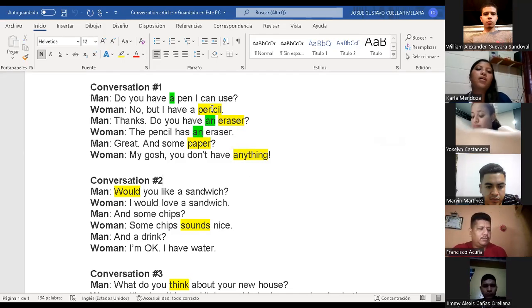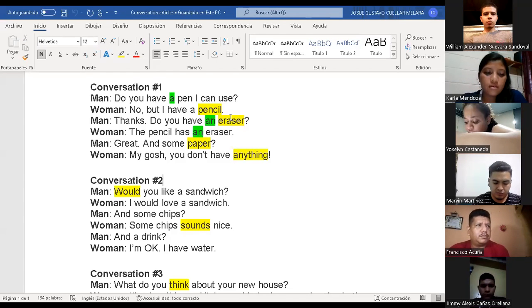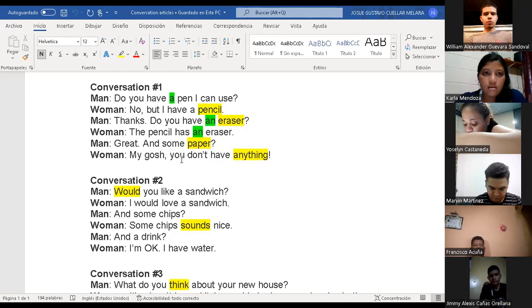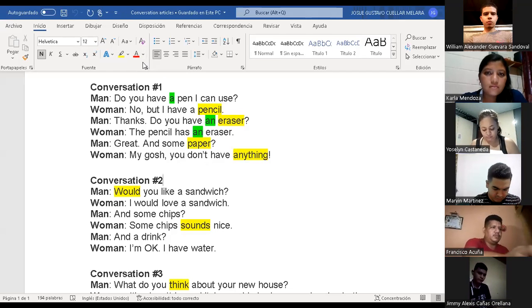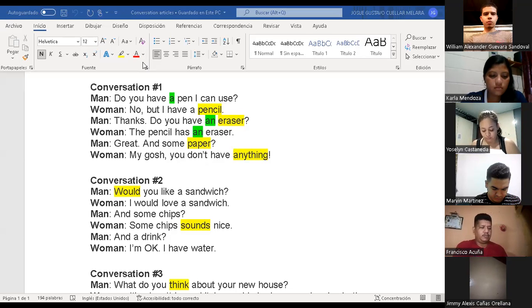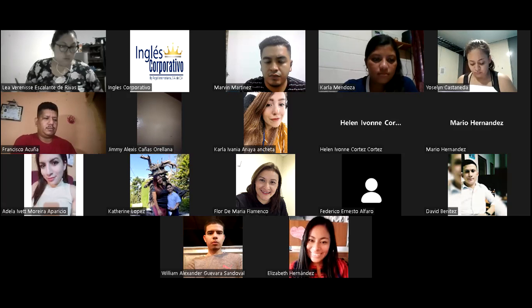Entonces repito, pencil, pencil, eraser, paper, anything, would, sounds, okay? So that's it. Y tal vez me apoyen acá con la screenshot. Solo vamos a practicar como 3 minutos y regresamos porque las conversaciones son bastante cortas. Así que no habría mayor dificultad con esto. Thank you. Gracias por enviarla y los veo en un par de minutos. Okay, my friends.